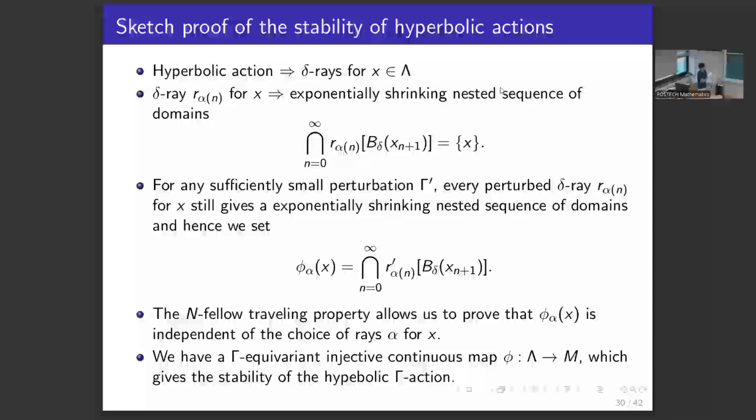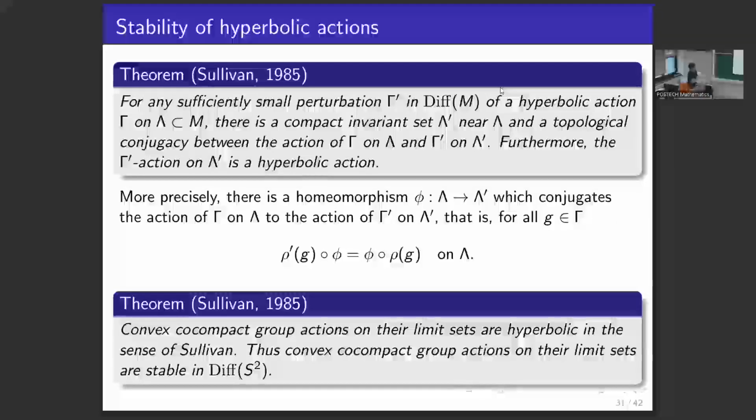And also by using this, you can define the gamma-equivariant injective continuous map from the limit set lambda to M. And also this is actually a homeomorphism onto its image. And by using this, you can prove that the perturbed action is still injective. Okay. Okay, so this is what Sullivan proved.